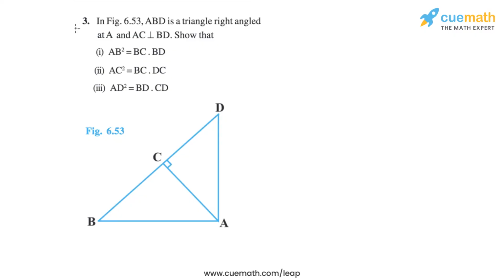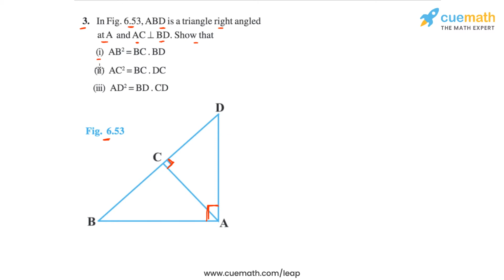Question 3 of this exercise says: in figure 6.53, which is given alongside, ABD is a triangle right angled at A. So ABD is right angled at A, so this angle here is 90 degrees, and AC is perpendicular to BD, as indicated in the figure. We have to show these three parts.